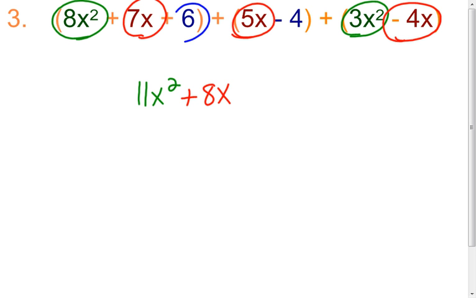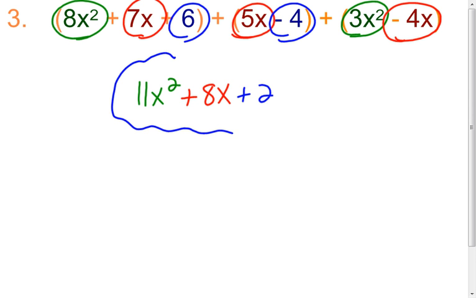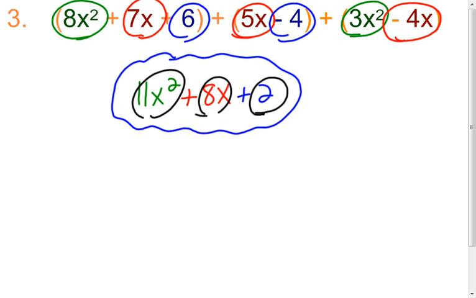And then I have 6, and I have negative 4, which makes 2. Okay, so this is what my answer should look like. Again, I do want you to notice that it has 1, 2, 3 terms to it, so it's called a trinomial. And because the biggest degree that I see is a 2, it is called a quadratic.